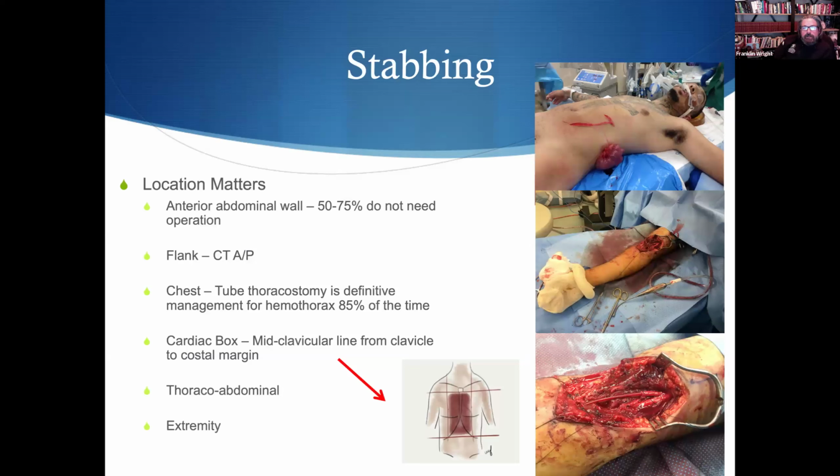So moving on to other forms of penetrating trauma, stabbings, location matters. A decent amount of our stab wounds are on the anterior abdominal wall, and a surprising number of those actually don't need an operation.